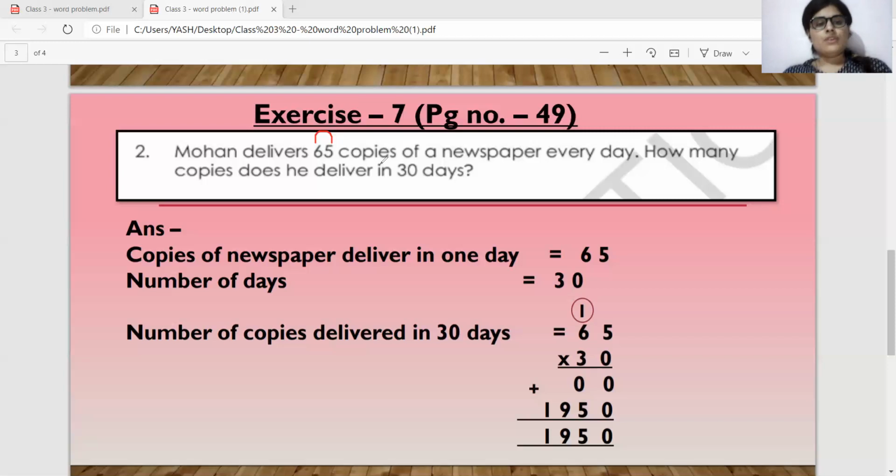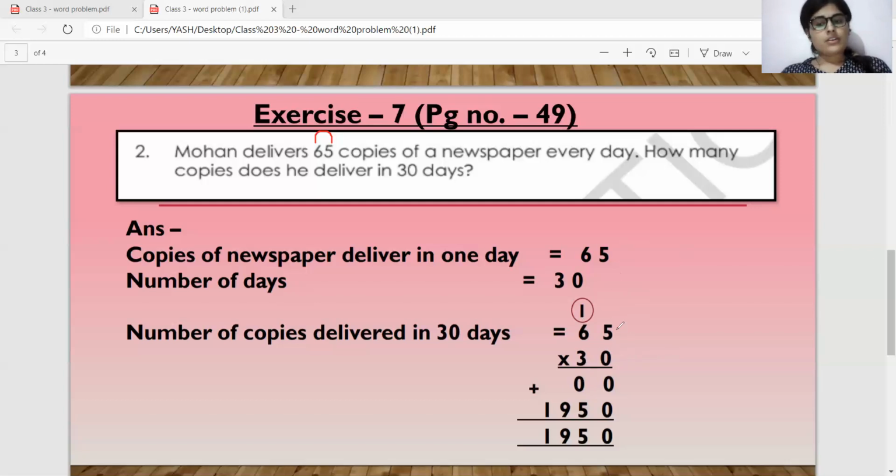Okay. So first we write the statement. Mohan delivers 65 copies of newspaper every day. So we will write: copies of newspaper delivered in one day is equal to 65. How many copies does he deliver in 30 days? So the number of days is 30. So the number of copies delivered in 30 days is equal to 65 multiplied by 30, or 65 times 30. Now start writing 65 times 30.